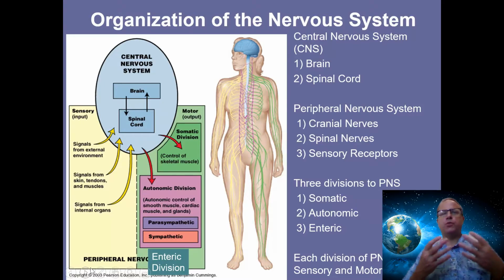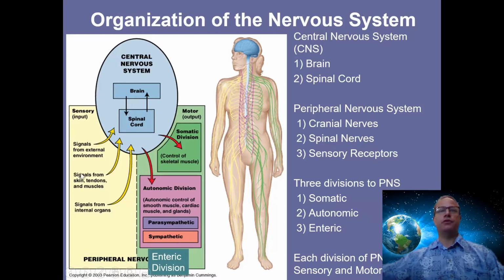This is where integration takes place. This is where most of the cell bodies of our neurons are located. But on the other hand, we have something else called the peripheral nervous system. The peripheral nervous system, or PNS, is all the nerves that extend outside the brain or the spinal cord. And it has a sensory division and a motor division. So the sensory information comes through the sensory division.